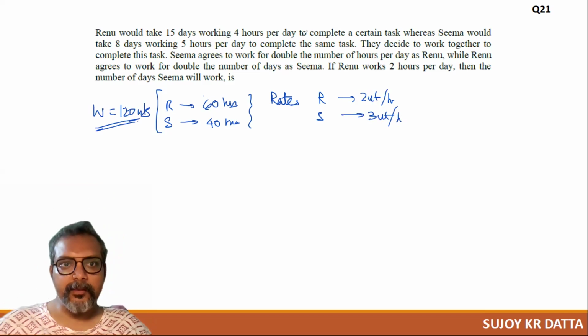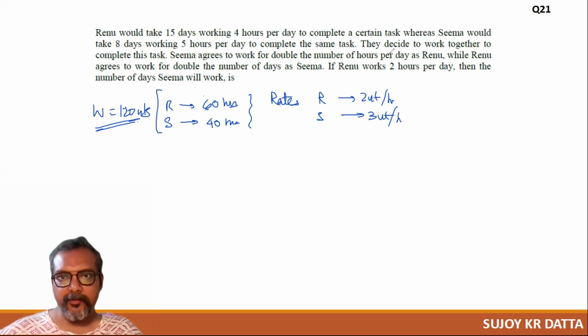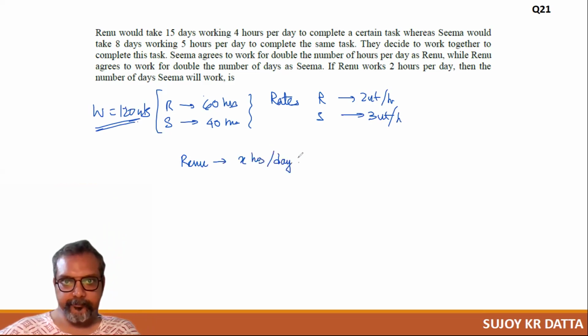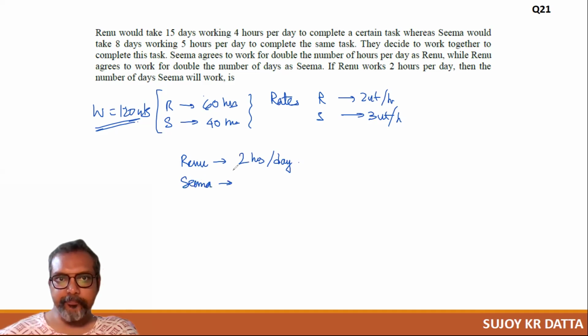And they decide to work together to complete. Seema agrees to work for double the number of hours per day as Renu, while Renu agrees to work for double the number of days as Seema. So, okay, Renu works 2 hours per day, is given. So Seema works for double the number of hours, so 4 hours per day.